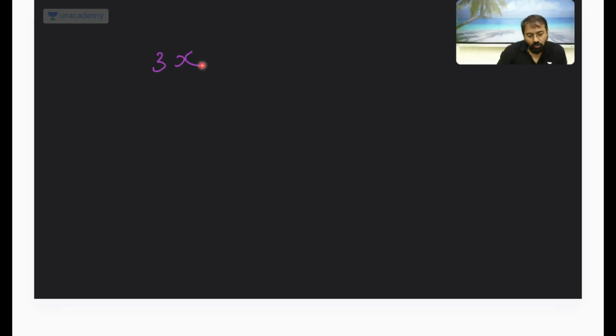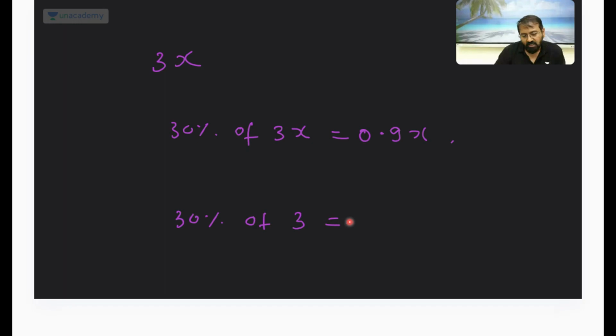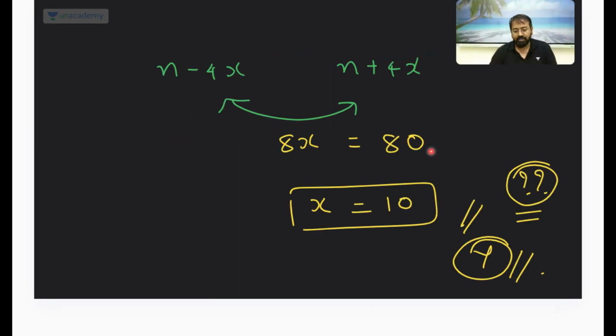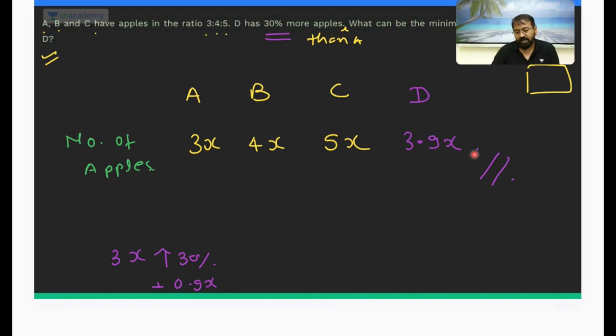Guys, 3x. What is 30% of 3x? So do you all agree it is 0.9x? I mean, what is 30% of 3? It's 0.9. So 30% of 3x is 0.9x. So if you want to increase this 3x by 30%, that means you need to add 0.9x to 3x. So it will come 3.9x. Is this clear? So that's why we have written over here 3.9x, right?